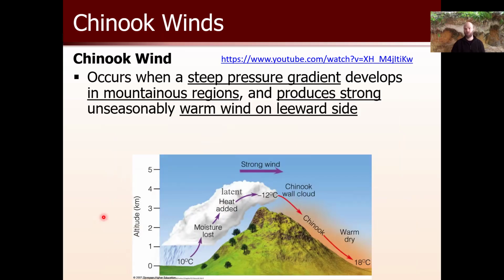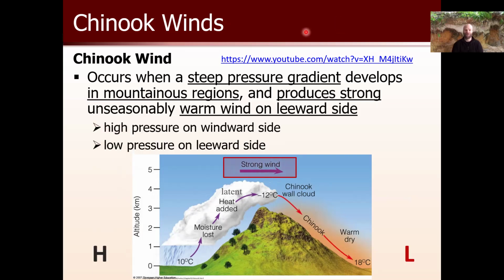Another really cool local regional wind system is called Chinook winds. I think these are pretty neat, and it still continues to reinforce our understanding of high and low pressure systems. And so this occurs when there is a low pressure system on the leeward side, like literally now think about a regional or continental scale, on either side of the Rocky Mountains. For example, there's a low pressure system to the east and a high pressure system to the west.